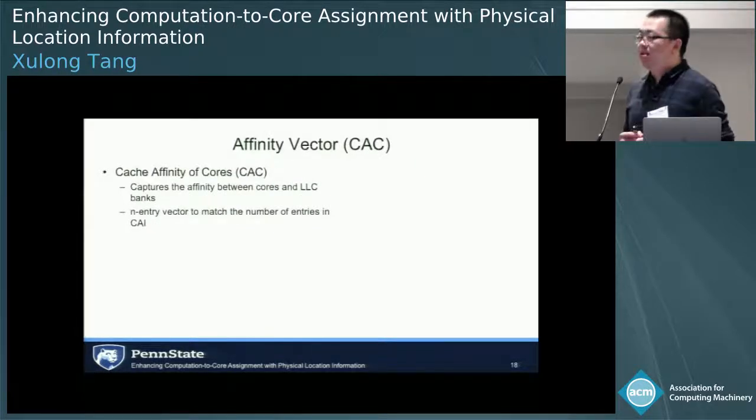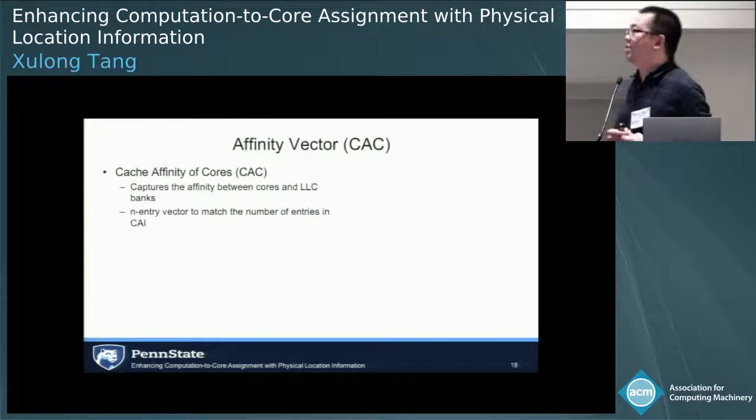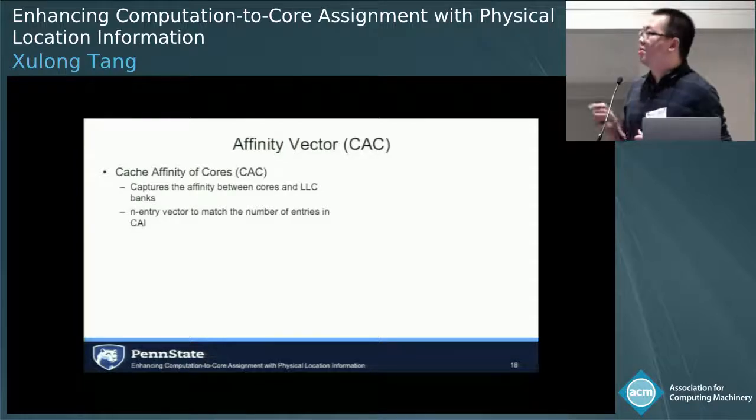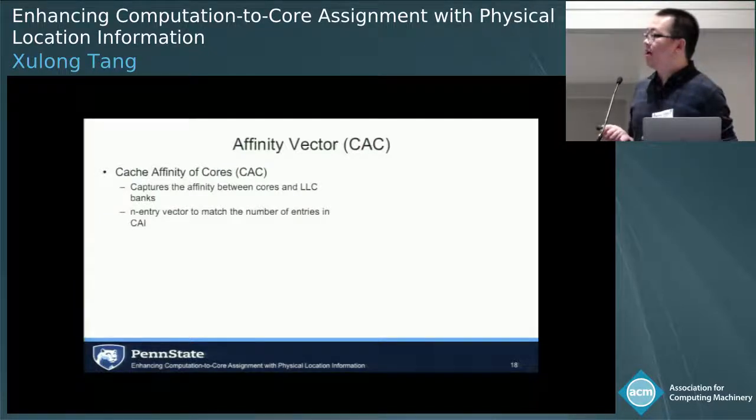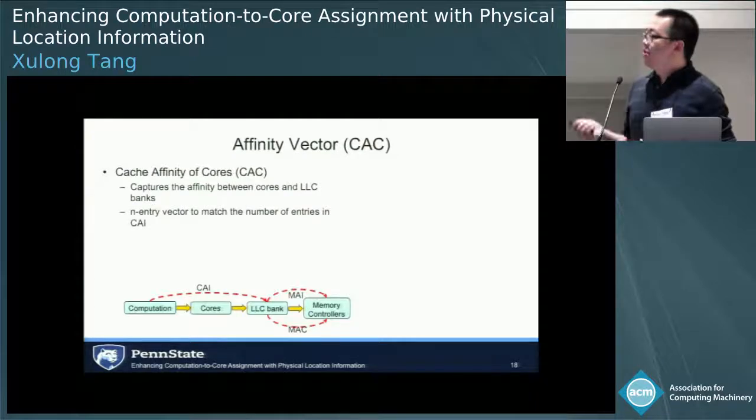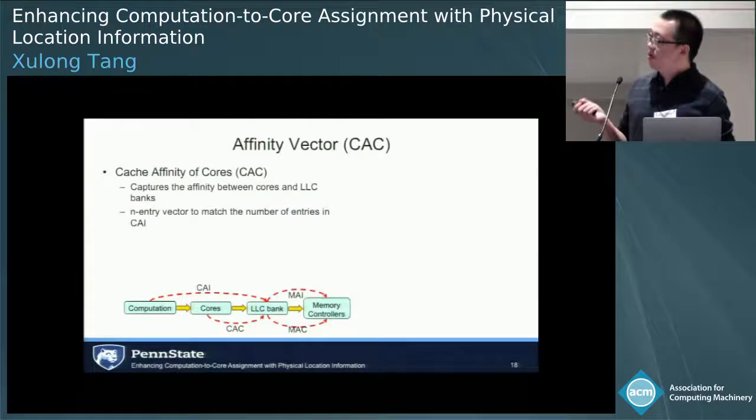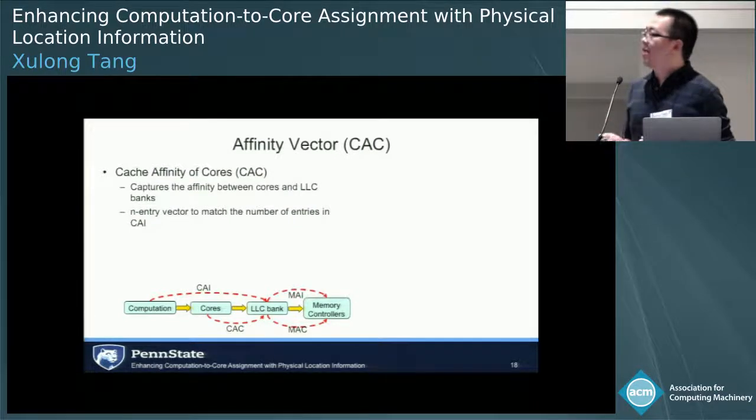Similar to the MAC vector, we define cache affinity of cores. It captures the affinity between cores and last level cache banks. So it's also an n-entry vector to match the number of entries in the CAI vector we just discussed. So basically, the CAC vector captures the affinity between the cores and last level cache banks here.